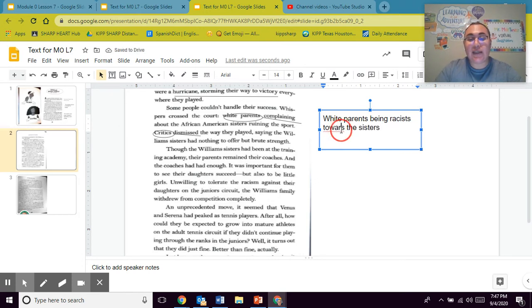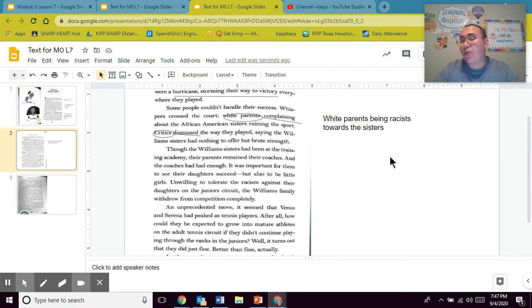Now, the who is the parents, and what are they doing? They're being racist towards the sisters because of the color of their skin, which is not right. So I think that is a great main idea for this paragraph, because it's really important to understand that the sisters had struggles because people did not believe that they belonged in the game. So I think that's really important. Let's read the next paragraph.